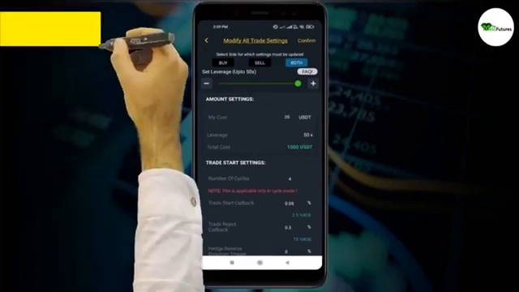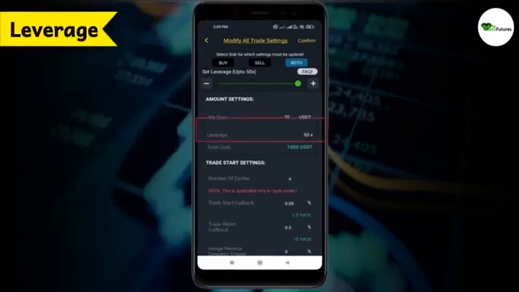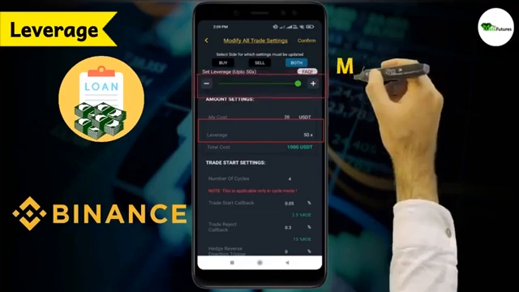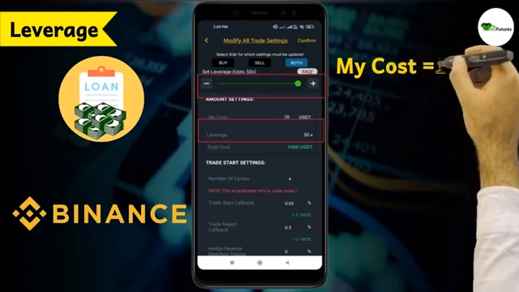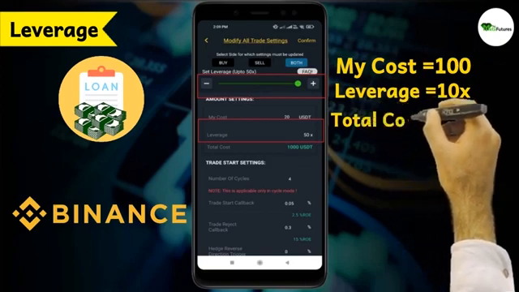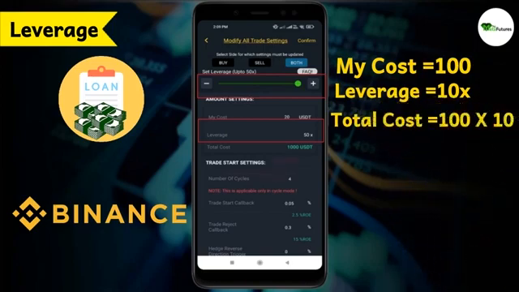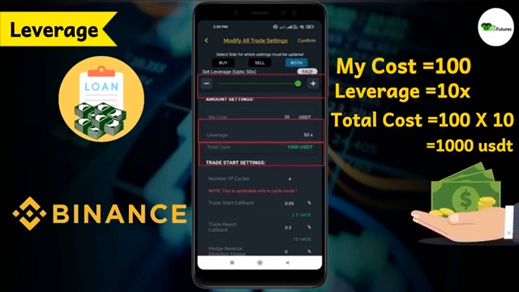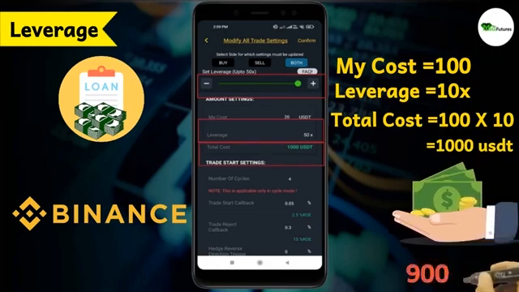The second is leverage. Friends, leverage is a loan that we take from Binance Exchange while placing a trade. This is a leverage meter. With the help of it, you can set leverage. Suppose you have set 100 USDT in My Cost and 10 times in leverage, 100 into 10, 1000 USDT will display in total cost. That means whenever you place a trade, a 1000 USDT trade will be placed. 1000 minus 100, a total of 900 USDT loan Binance Exchange has given us.